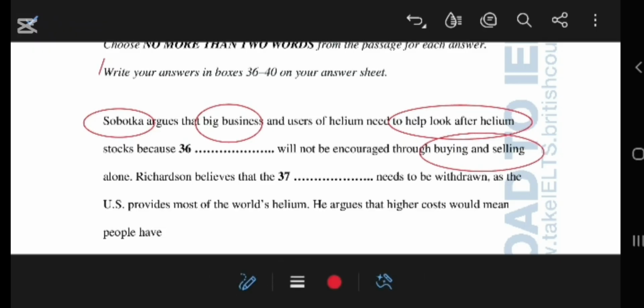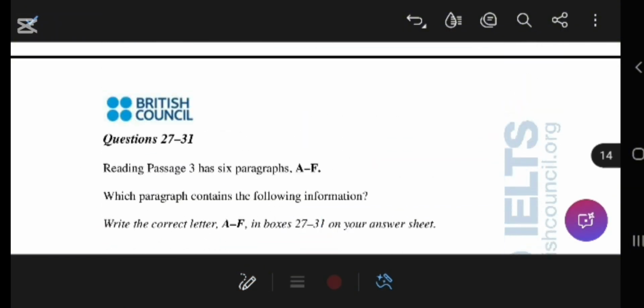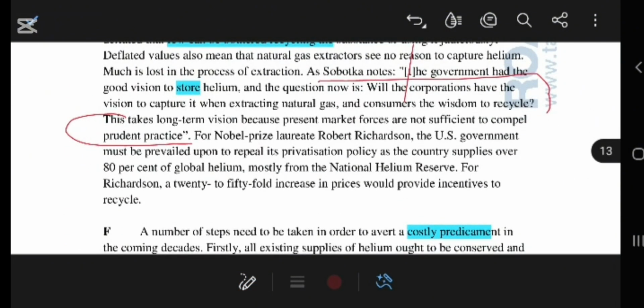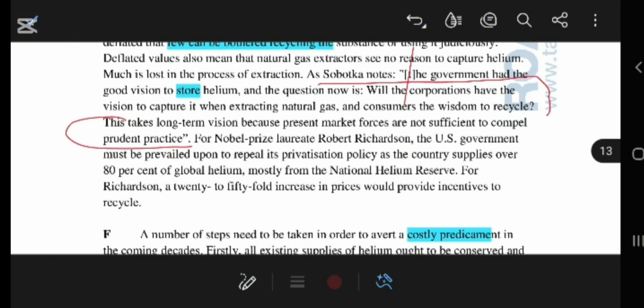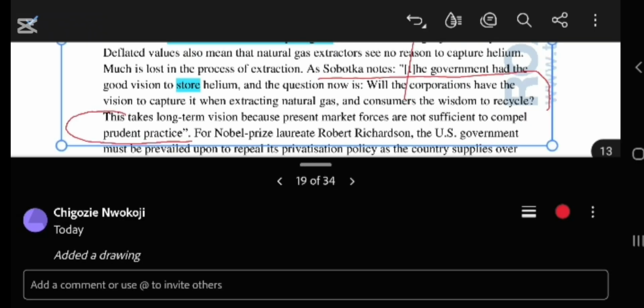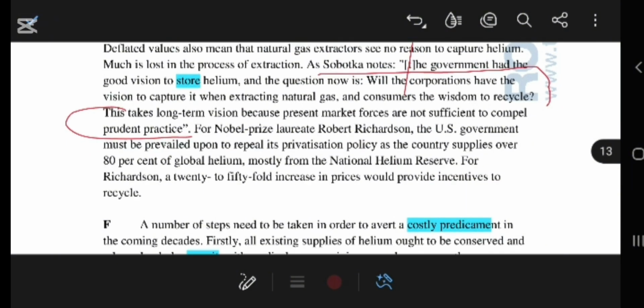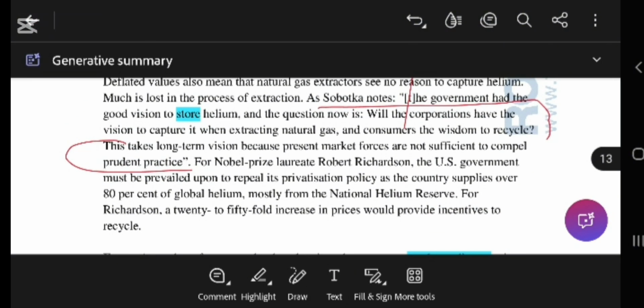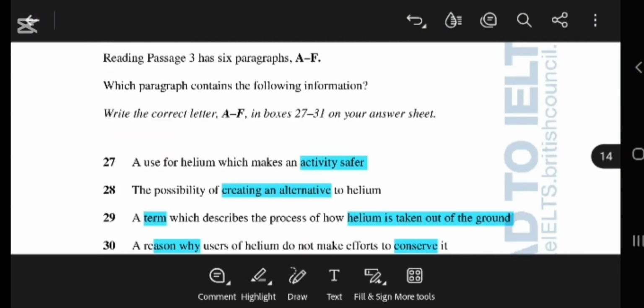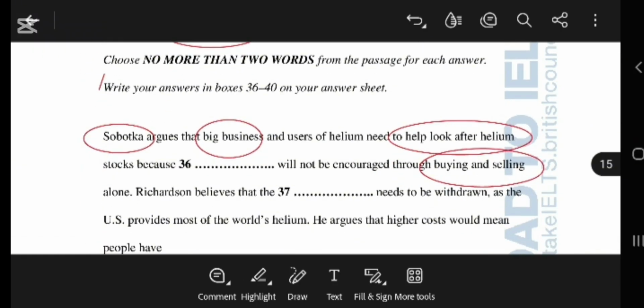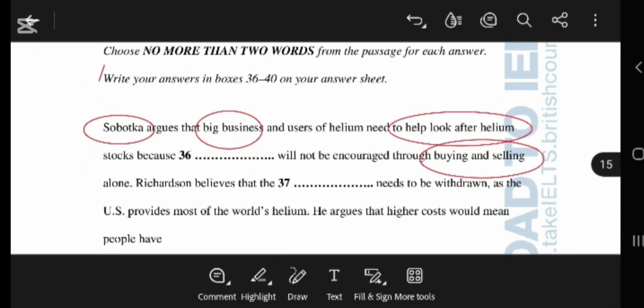So going back to the text. We have: this takes long-term vision because present market forces are not sufficient to compel prudent practice. So prudent practice will not be encouraged. The word that rephrases the word encourage is compel, right? So we have to compel prudent practice. So we've seen our phrase, prudent practice. It means you go right there and plug in that phrase: prudent practice will not be encouraged.